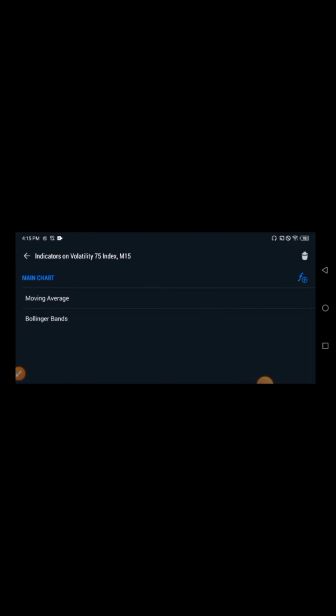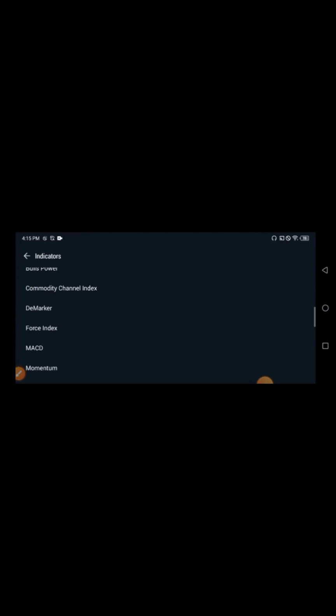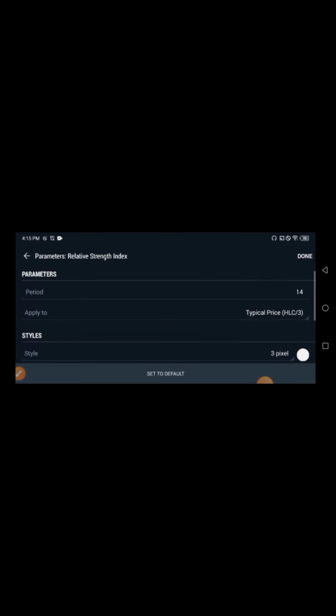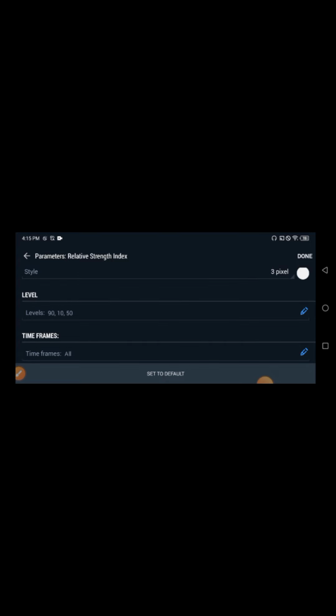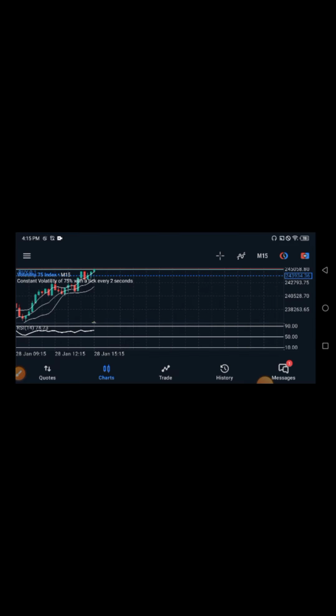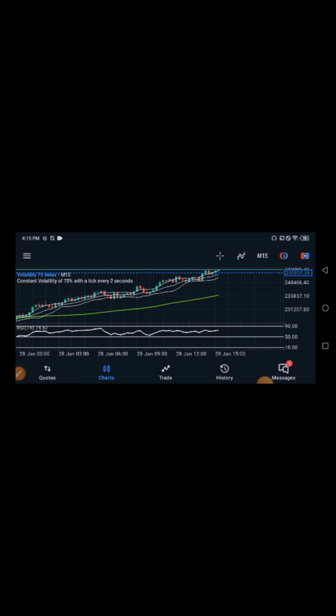The next indicator we use is RSI, relative strength index, on our window one. We have period 40, typical price, style 3 pixel, any color of your choice. Our levels, we have 90, 10, and 50. You click done. So here are the indicators we use in trading this strategy.